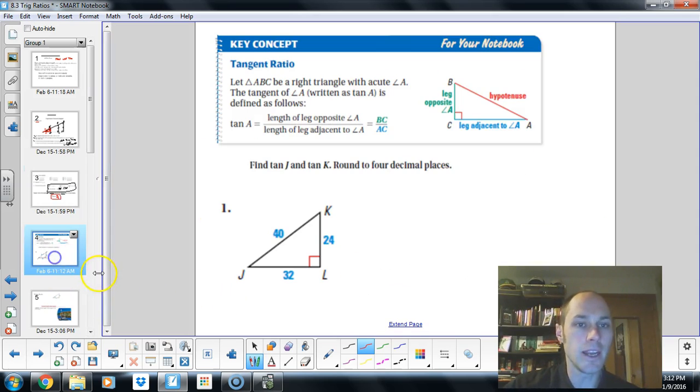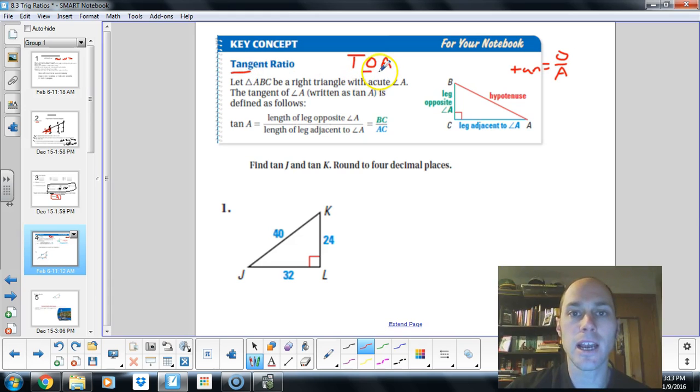Okay, so that is TOA. Tangent equals opposite over adjacent. On our calculator, we call that tan. Tan equals O, opposite over adjacent. If you can remember that phrase, TOA, you remember the tangent ratio. Tangent ratio equals the opposite side divided by the adjacent side to that angle. And we refer to the tangents with the acute angles, not the right angle.